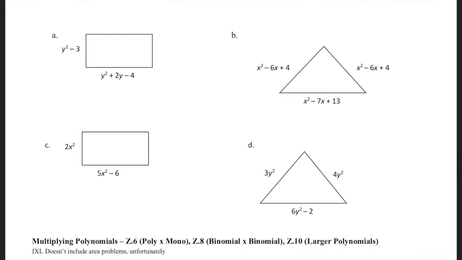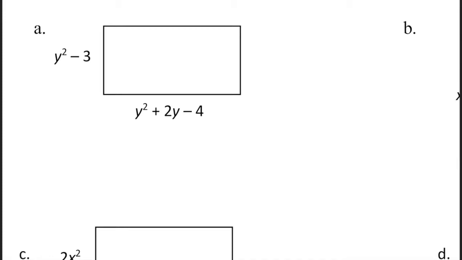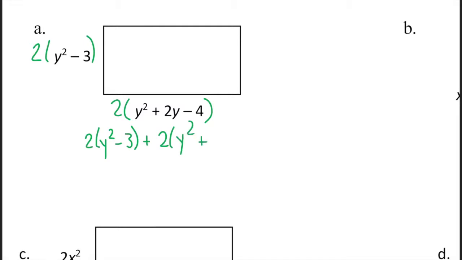Going to number 8, we're going to find the perimeter of each figure. So this is very similar to that problem we just did on the other page with the rectangle. Let me make this a little bit bigger so that when I write, I won't take up the whole page. I need 2 of this side, and I need 2 of this side. So if I have 2y squared minus 3 plus 2y squared plus 2y minus 4, because I'm adding.